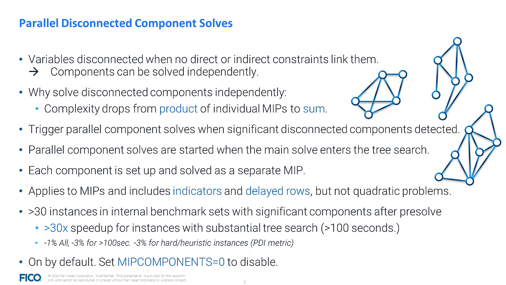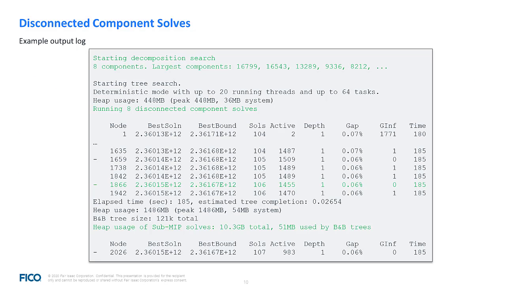Finally, the disconnected component feature works also if the problem has indicators or delayed rows, but it does not yet work with quadratic constraints. This limitation, again, is planned to be removed in the future. Let's look into this in a little more detail and consider a problem consisting of 8 large independent components as an example of the changes in the log. Before entering the tree search, the user gets a message looking like the first 2 lines, indicating the start of the decomposition search and the number of components found, together with the size of the 5 largest of them.